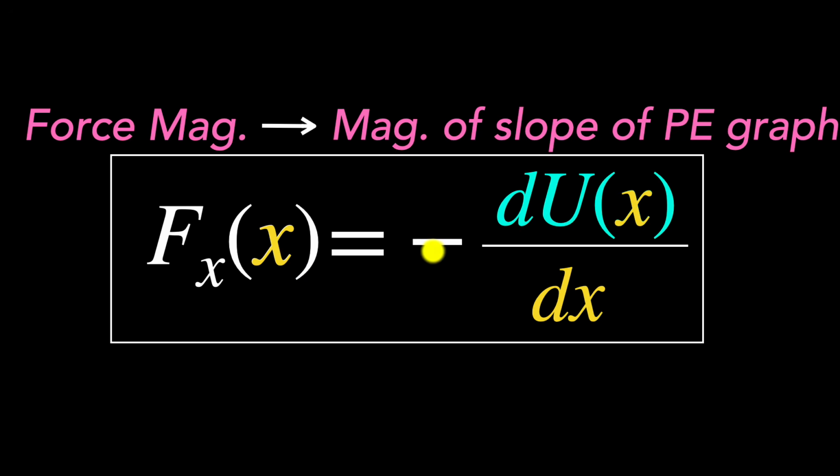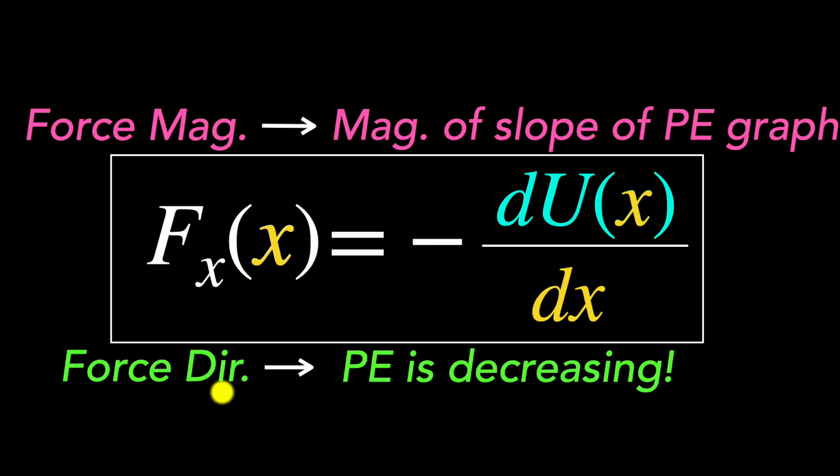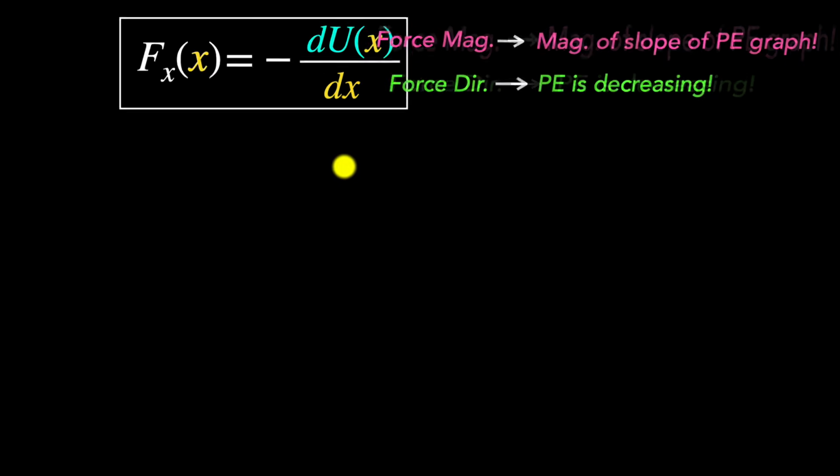What is this negative sign saying? Well, think about it this way. If dU/dx is positive, that means the change in potential energy is positive. That means that the potential energy is increasing. What is negative of that? Well, the potential energy is decreasing. So this equation is telling us that the direction of the force is in the direction where the potential energy is decreasing. So our second insight is that the direction of the force is in the direction where the potential energy is decreasing. So now let's put it in action.